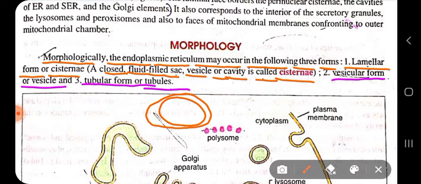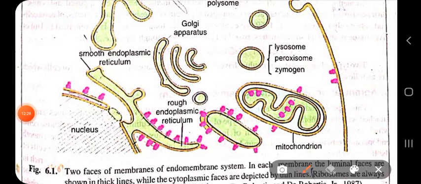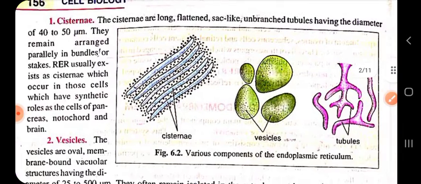And the last form that we normally draw in our diagram is the tubular form or tubules. In this picture, you can see the two types of endoplasmic reticulum, the smooth endoplasmic reticulum and the rough endoplasmic reticulum, where ribosomes are attached to the cytoplasmic surface of the ER membrane. You cannot see the tubular form. Yes, we can see the tubular form. These are the tubular form, and the vesicle form is also observed, which is pinching out here. Okay, let's see those structures.